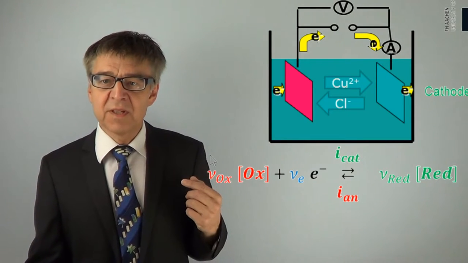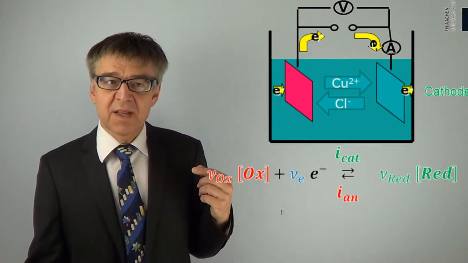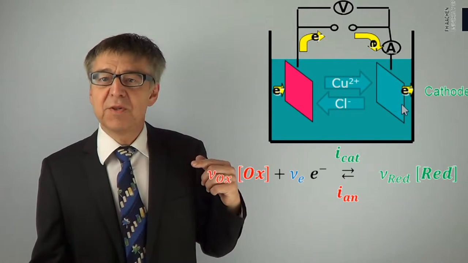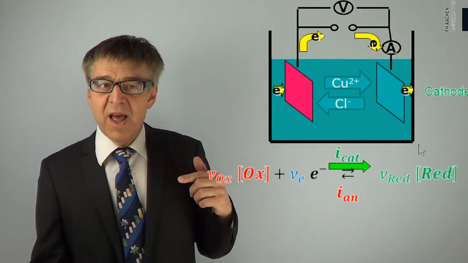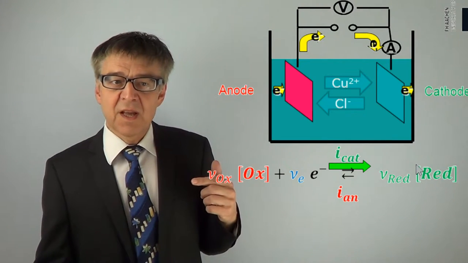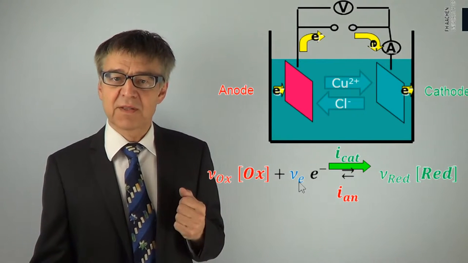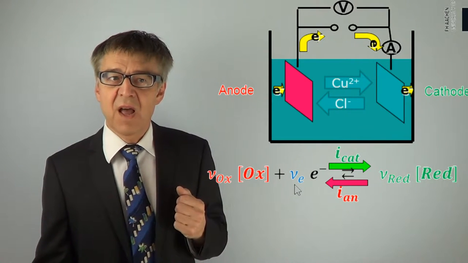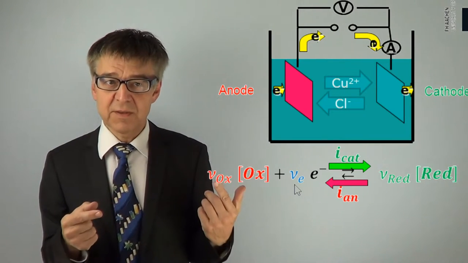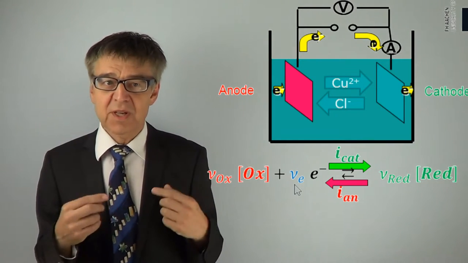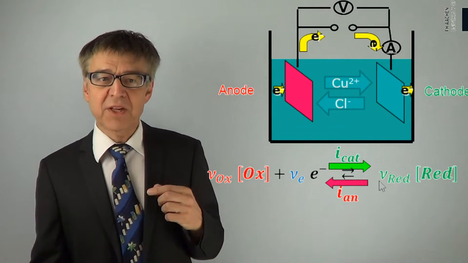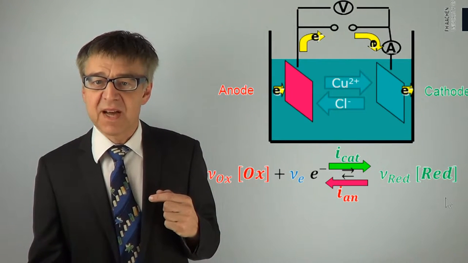At the cathode, an oxidized species takes electrons from the metal and thus turns into a reduced species. At the anode, the reverse is true. A reduced species gives electrons to the metal and becomes an oxidized species. Anodic current flow is always coupled with an oxidation, loss of electrons. Cathodic current is always coupled with a reduction, gain of electrons. Usually, the transfer reaction is written with the electrons on the left-hand side.